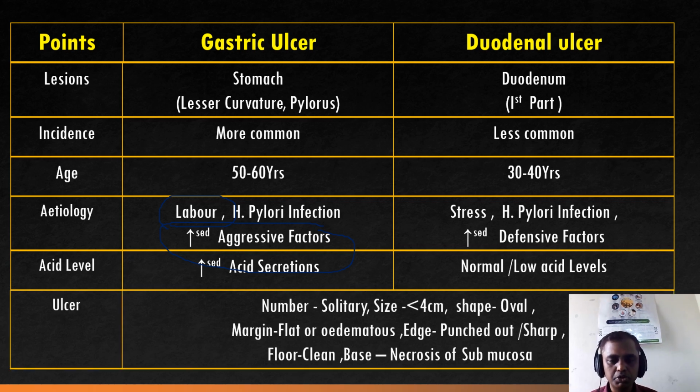As for the ulcer, usually there is a single, solitary ulcer, size less than 4 cm, oval in shape, and the margin is flat or edematous, the edges are punched out or sharp, the floor is very clean, and the base shows necrosis of the submucosa. We will discuss these characteristics in the pathogenesis.